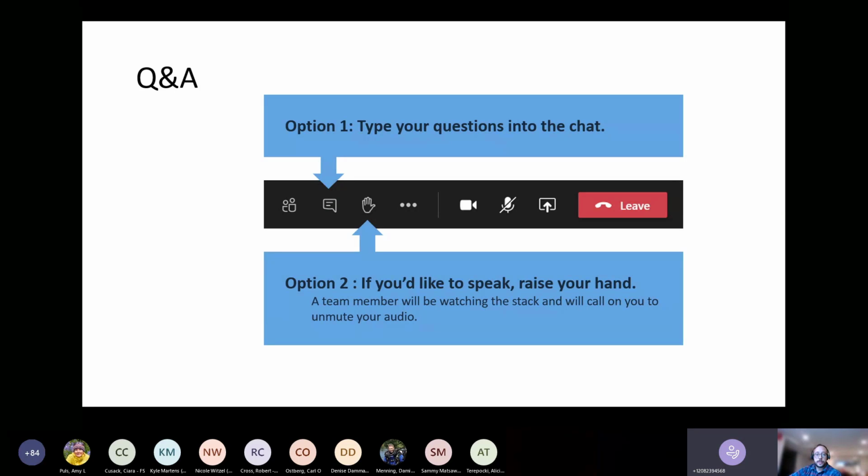And then when we get to the question and answer and discussion session, if you have a question, you have 2 paths to ask it. You can type your question into the chat and then I will read it aloud. Or you can click on the little hand icon on the toolbar to raise your hand, and then we'll call on you and you can unmute yourself and ask your question through the audio.